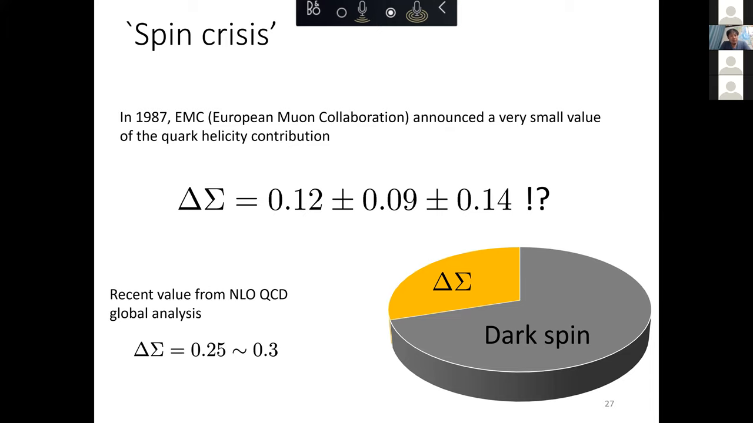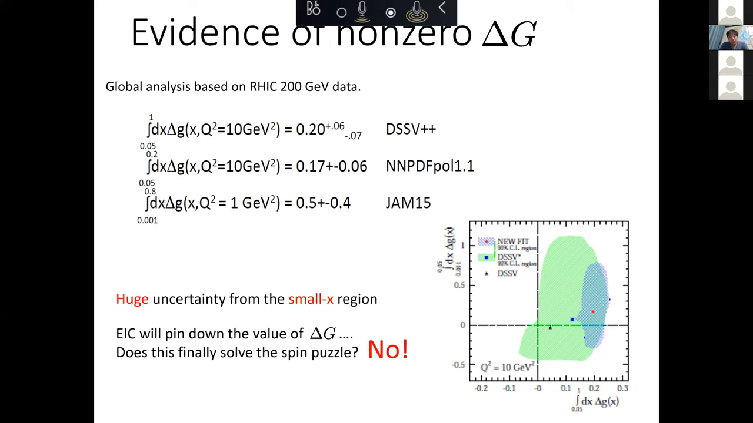So in fact, this original very fast extraction quite underestimated the delta sigma. More recent value is like 25 or 30%. Delta sigma is 30%. That's the most recent value, but it's still significantly less than 1. So the puzzle continues. And this is basically the motivation of the RHIC spin program.